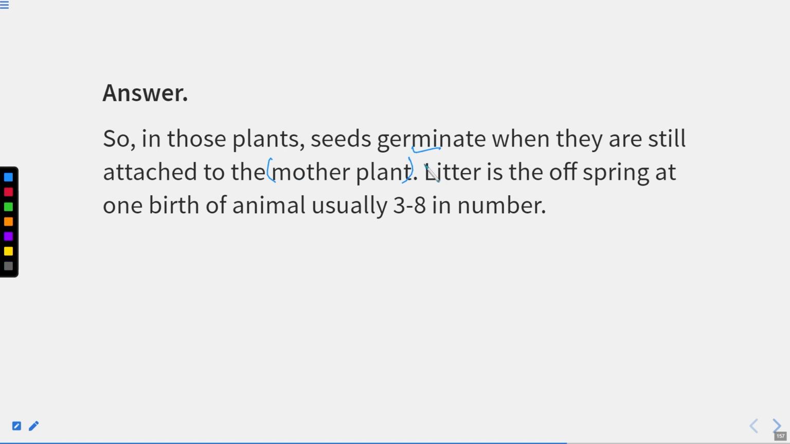And litter, we have already talked about what litter was. Litter is the number of offspring produced at or during one birth of the animals, which is usually 3 to 8 in number. Alright, this is clear.